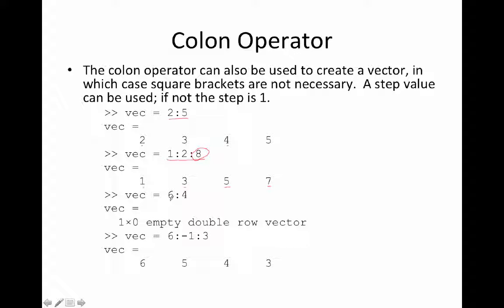Now if I say the vector goes from 6 to 4, you can't go from 6 to 4 in steps of 1, so you get an empty vector if you try to do that. But you can go backwards, so I can say vec is 6 colon negative 1 colon 3, which says go from 6 to 3 in steps of negative 1. So start at 6, minus 1 is 5, minus 1 is 4, minus 1 is 3. So those are some ways that you can use the colon operator to create a vector.